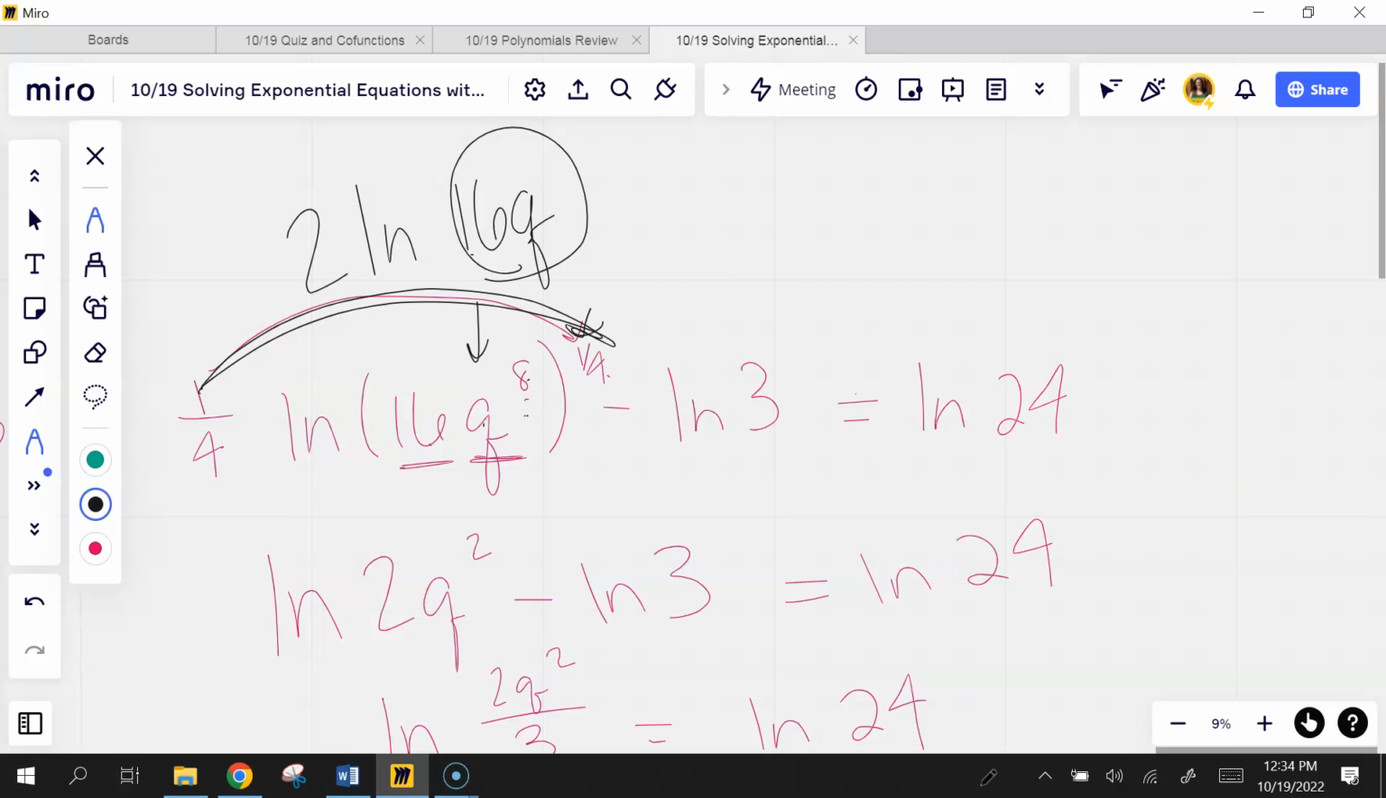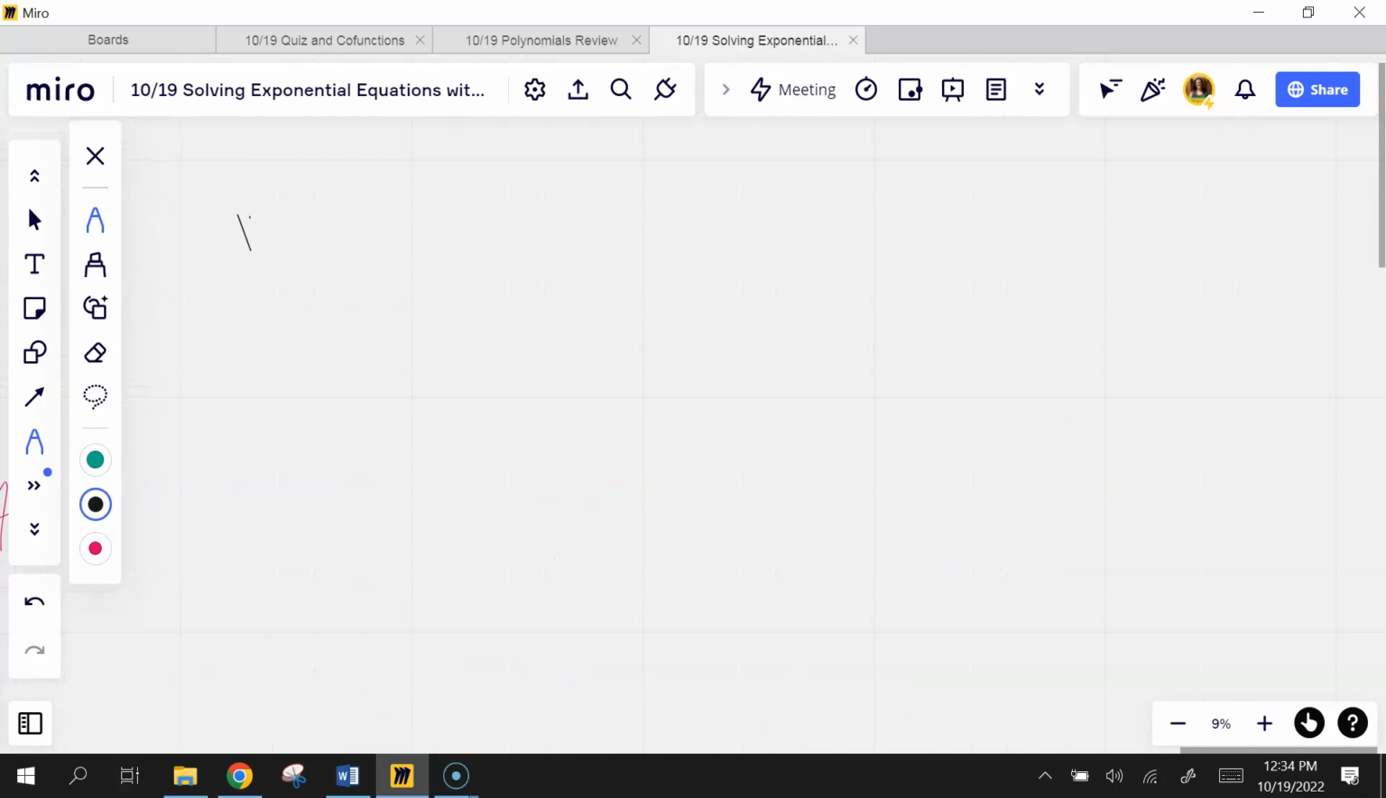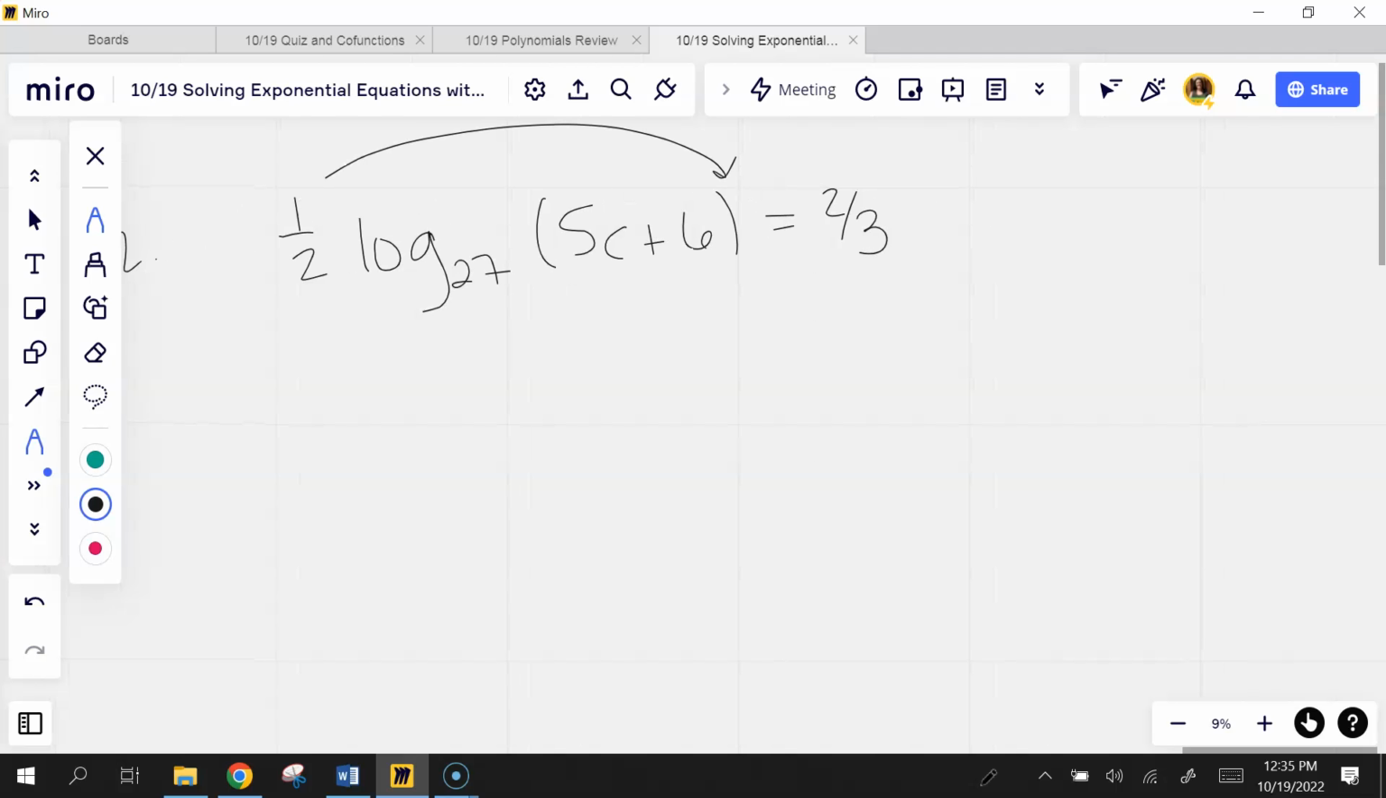All right, are we good on the front page before we flip over? Okay, back page. Number 12 and 15 is what I've heard. Number 12: 1/2 log base 27 of 5c plus 6 equals 2/3. I'm going to bring that exponent around here. So I have log base 27 of (5c plus 6) to the 1/2. And I'm just going to change the form because I just have one log. Remember, if you ever have just one log, you isolate it and then change the form.